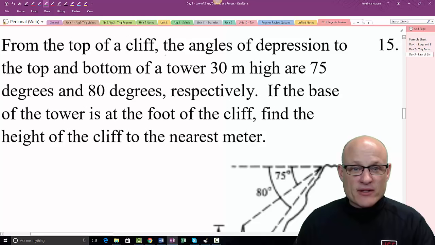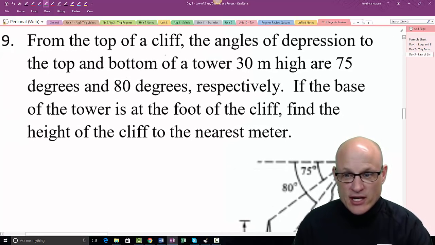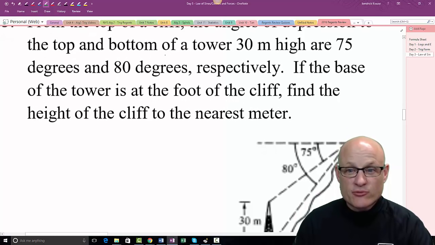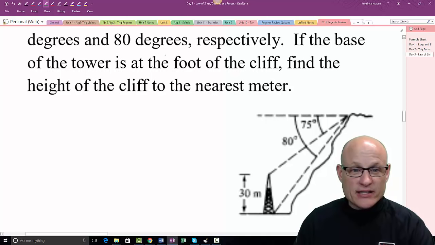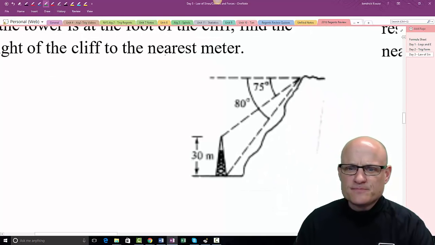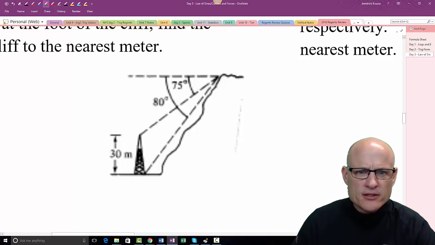So here's what we got. From the top of a cliff, the angle of depression to the top and the bottom of the tower, which is 30 meters high, are 75 degrees and 80 degrees, respectively. The base of the tower is at the foot of the cliff. Find the height of the cliff. It's a very fuzzy picture. This would be the height of the cliff right here, right? If I'm working right here, that would be the height of the cliff.